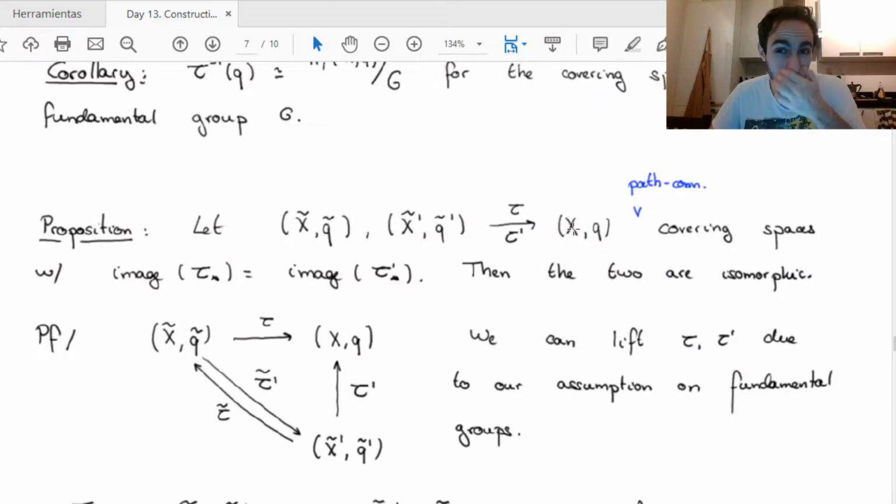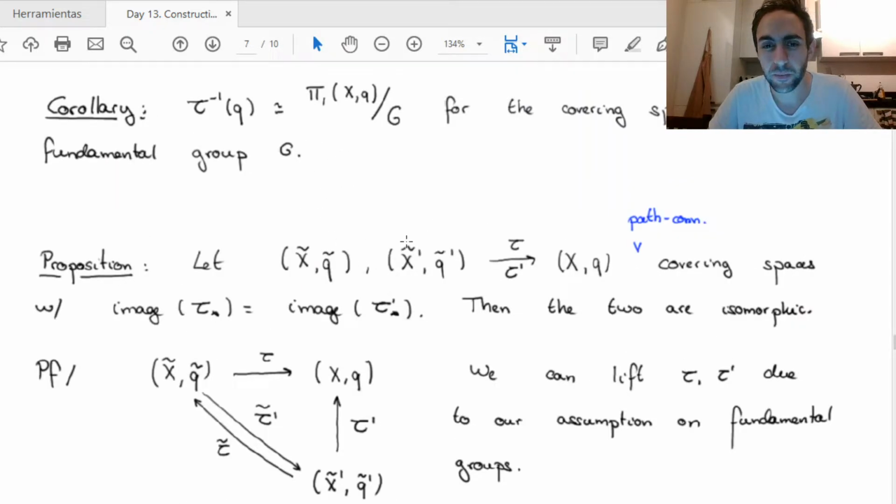Now we want to prove the uniqueness, just like we did for the universal cover. So what is the statement? If I have two path-connected covering spaces, x tilde and x tilde prime over x, and the images of their fundamental groups are the same, the group of interest, let's say the subgroup G, then in fact these two covering spaces are isomorphic, right?